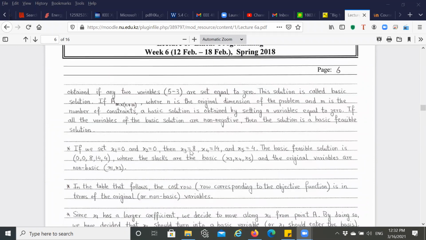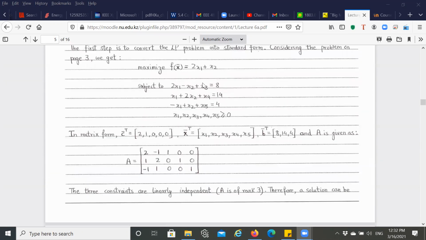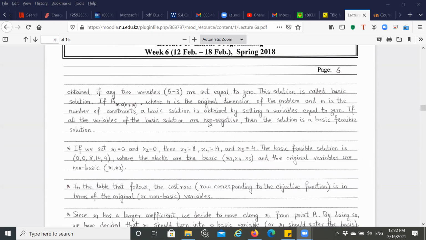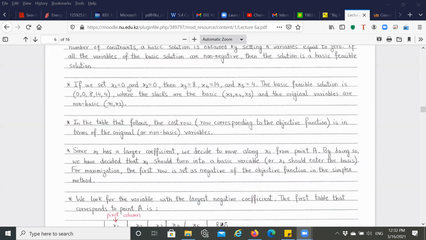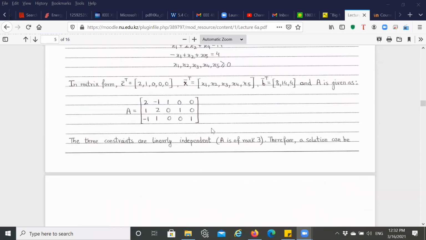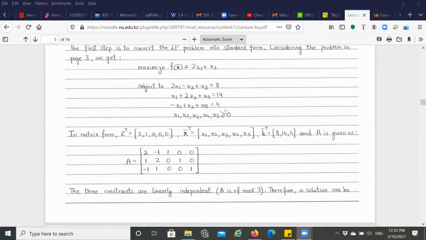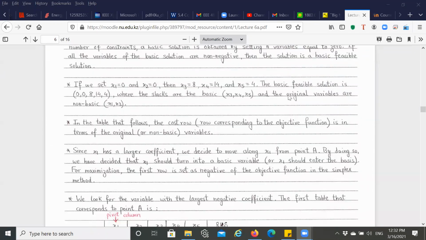So basically, since we have to set only 2 of the variables to 0, we choose x1 and x2 to be equal to 0, so that the objective function will be equal to 0. Then every time we remove and enter variables in the simplex method, we increase the value of the objective function to some positive value other than 0. Initially, if I set x1 and x2 as 0, then x3, x4, and x5 would be 8, 14, and 4. So the basic feasible solution would be just this, and the objective function value z at this point would be equal to 0.